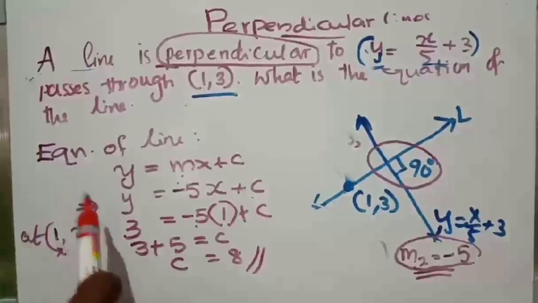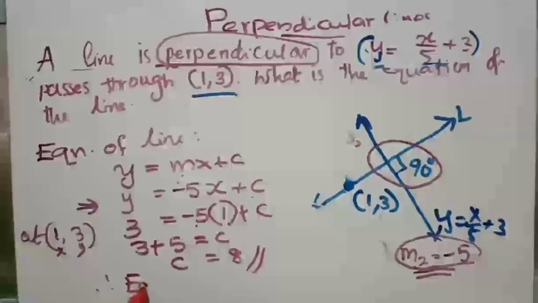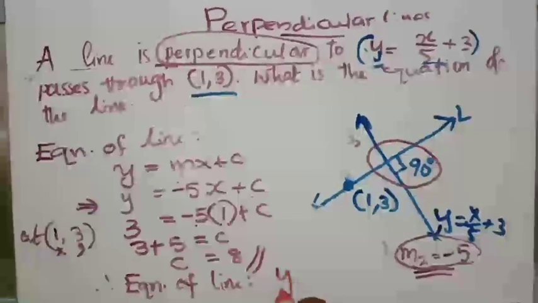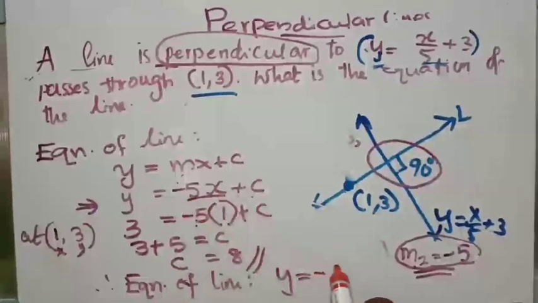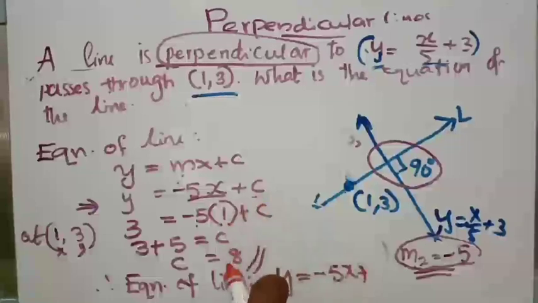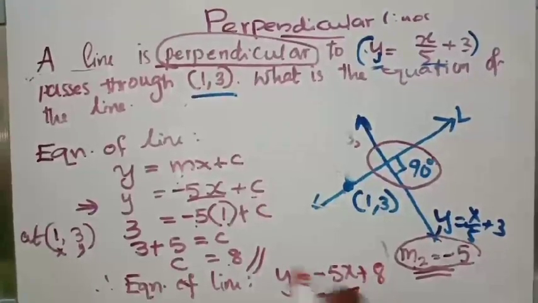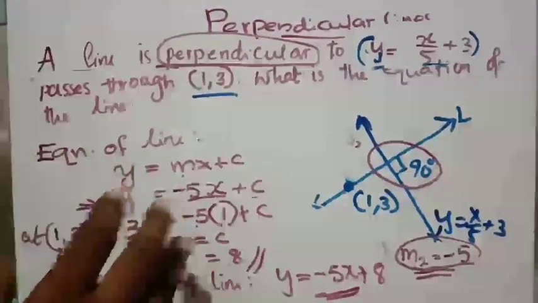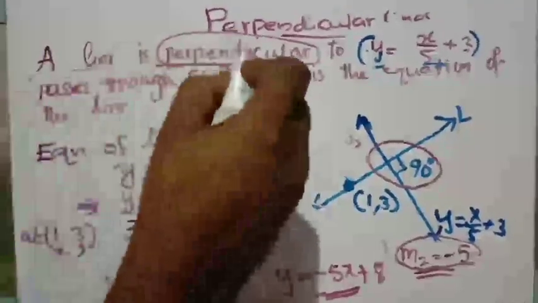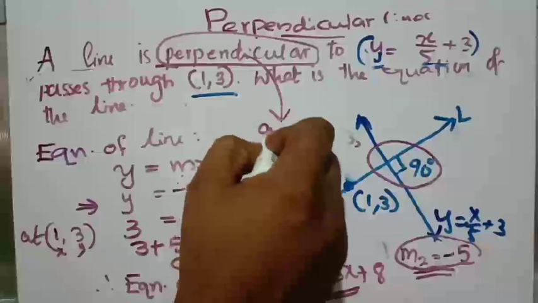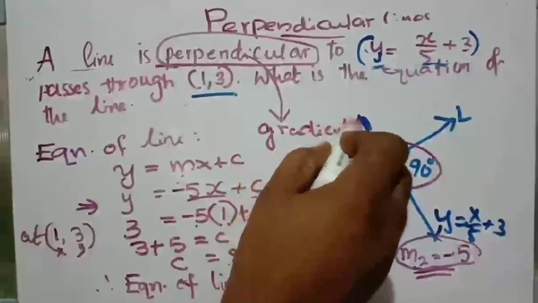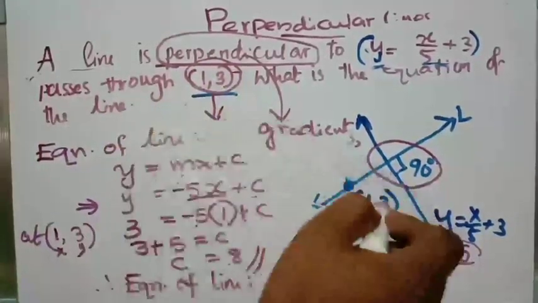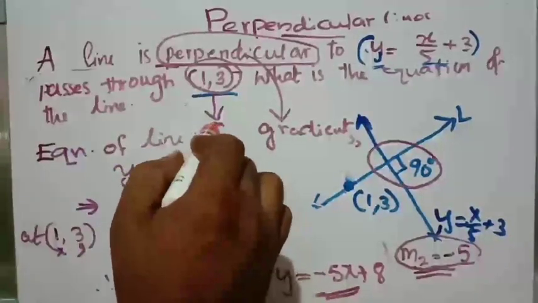So now we can find the final equation of the line. Therefore, equation of line is y equals minus 5x plus c. As c is 8, we get minus 5x plus 8. Okay, let's do a few more problems, then only we'll come to know in detail about this. So remember, using this perpendicularity, we can find the gradient of the required line, and using this point we can find the intercept c.